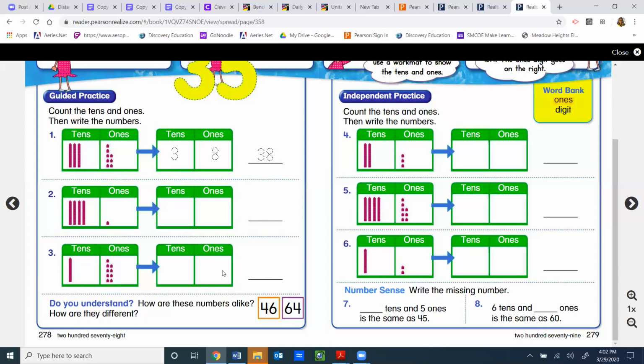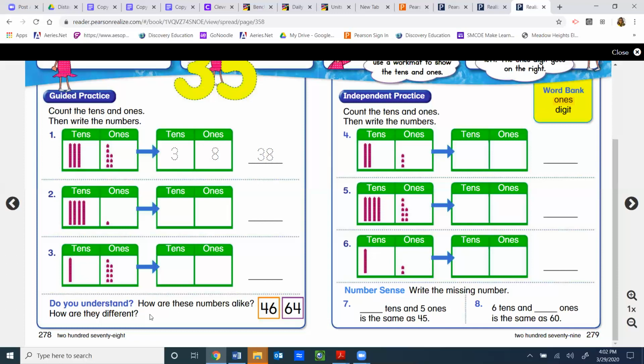I would write 9 in the ones place over here. Now, it's clear that there is only 1 ten in the tens place, so we are going to just write 1 here. And then you would write that number on the line. There are 9 ones and there is 1 ten.